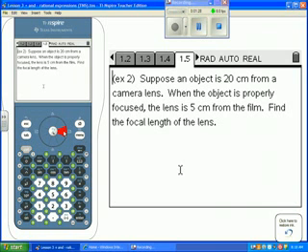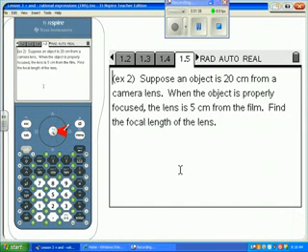All right, suppose an object is 20 centimeters from the camera lens. When the object is properly focused, the lens is 5 centimeters from the film. Find the focal length of the lens. So we're using the same formula, 1 over F equals 1 over D1 plus 1 over D2. Okay? So what you're going to do is set up your formula. D1 is going to be what this time?